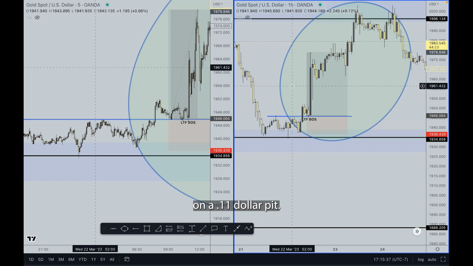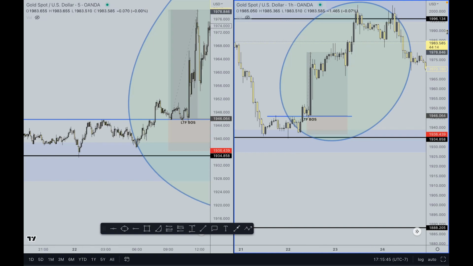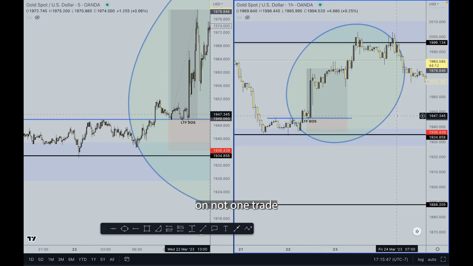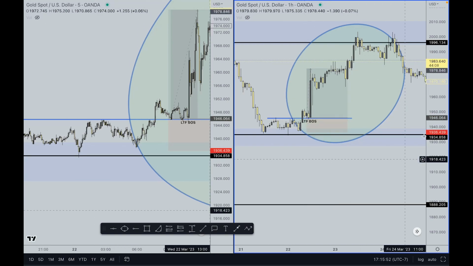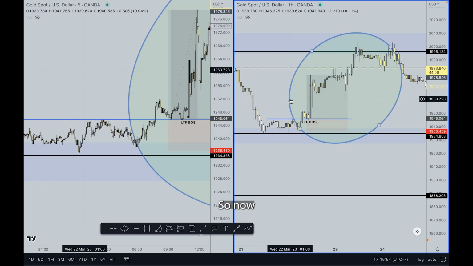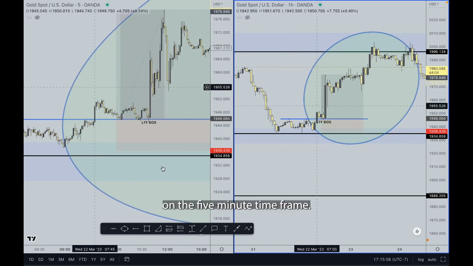On a 0.1 lot, $1 a pip, that would have been $320. On a 5 lot, that would have been $15,000. It was almost $17,000 actually. $16,000, $17,000 on that one trade on a 5 lot on that one candle in 1 hour. Okay, so now let's refine a few things on the 5-minute time frame.